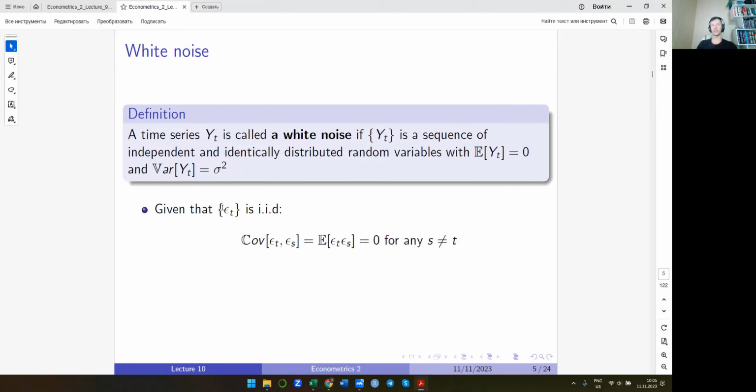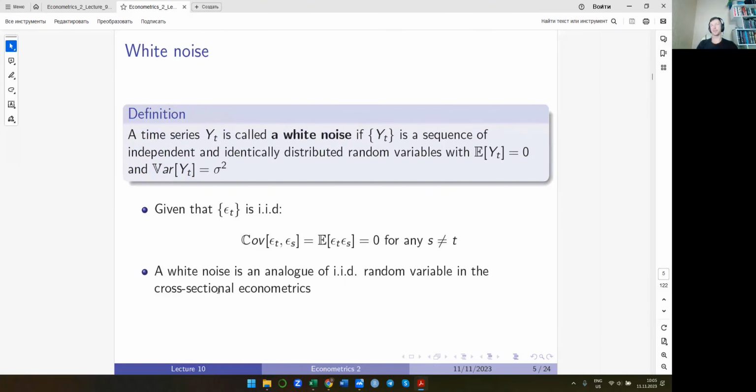We usually denote white noise with epsilons, and given that this white noise is IID, the covariance between epsilon t and epsilon s is going to be 0. Well, because these are independent and identically distributed random variables. If they are independent, covariance is 0. So independence implies 0 covariance. As I said, the white noise is an analog of the IID random variable in cross-sectional econometrics. So we need to introduce a similar thing in order to work with this.